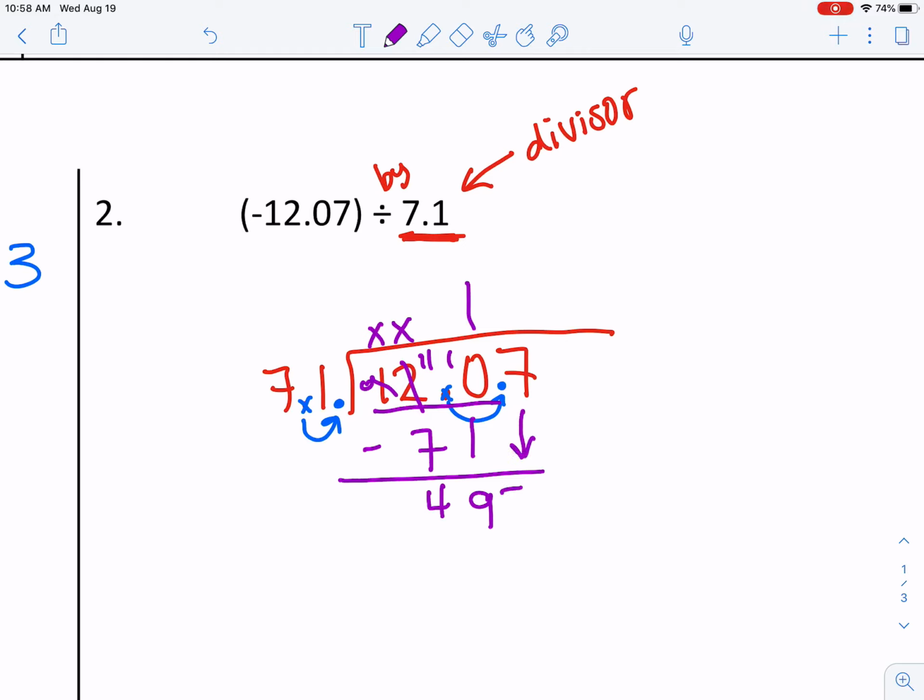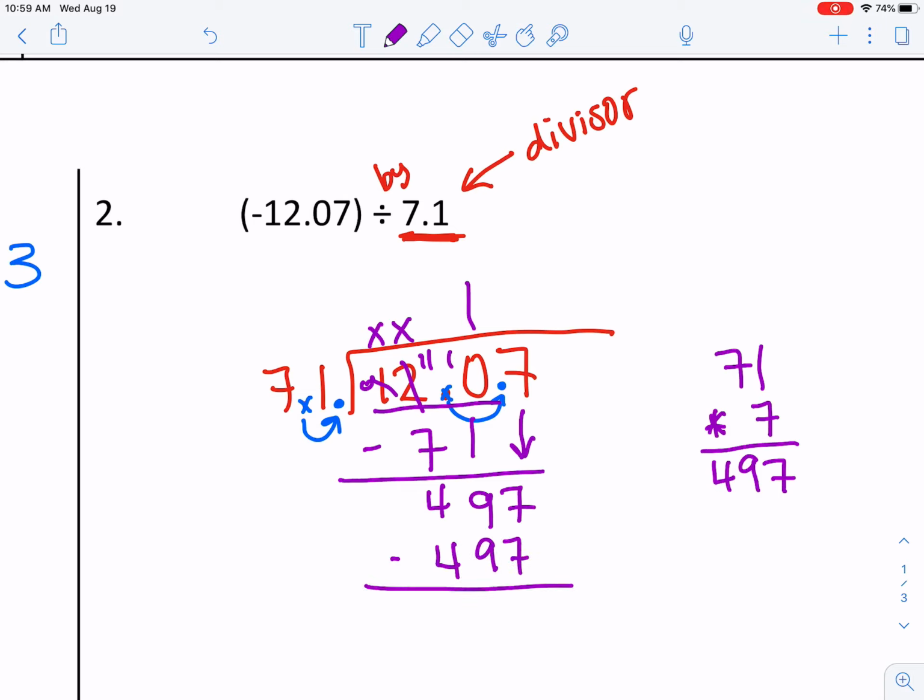I'm going to bring down my 7, and now I'm going to look at how many times 71 goes into 497. This is a tricky number, so I'm just going to guess and check on this side. Let's see how many times you think 71 would go into 497. I'm going to guess about 7 times. If I do my multiplication on the right, I get exactly 497. What a coincidence. So I'm going to subtract that and end my division problem.